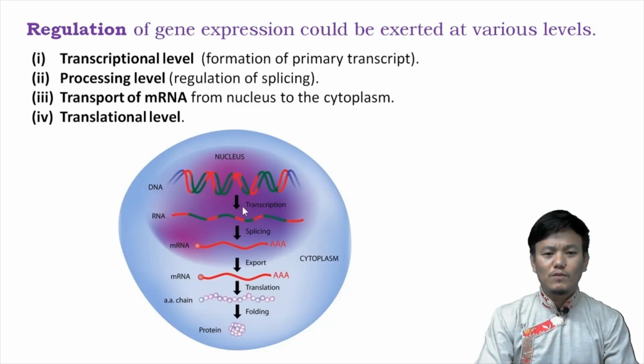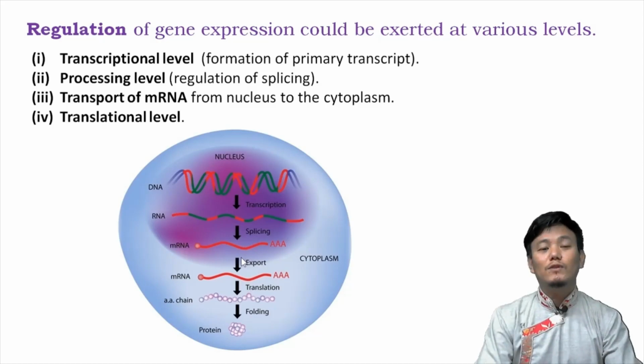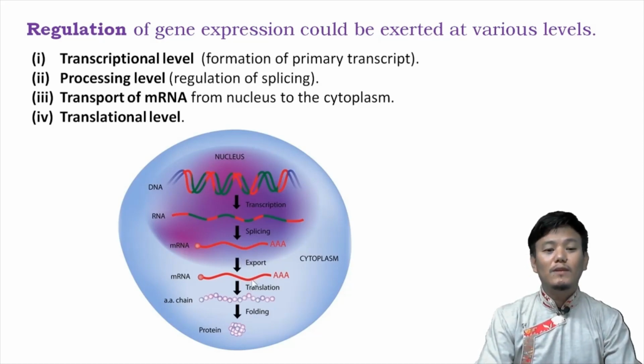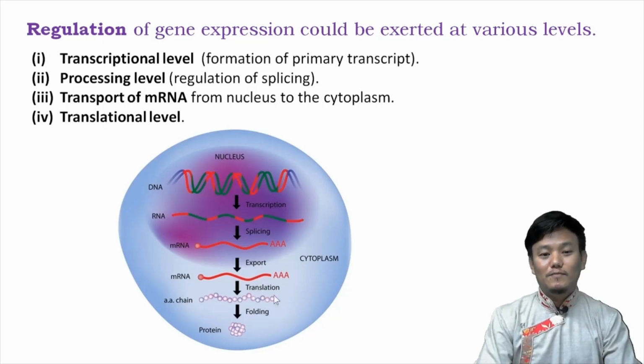During transcription, when the DNA is copied into RNA, regulation can happen over there. When the modification of RNA is happening, at that level regulation can happen. When the mRNA is transported outside into the cytoplasm, at that point also gene expression can be regulated. And finally, when the RNA is being translated into amino acid chains, if gene regulation happens over there, then that is the translational level at which gene expression regulation is said to be happening.